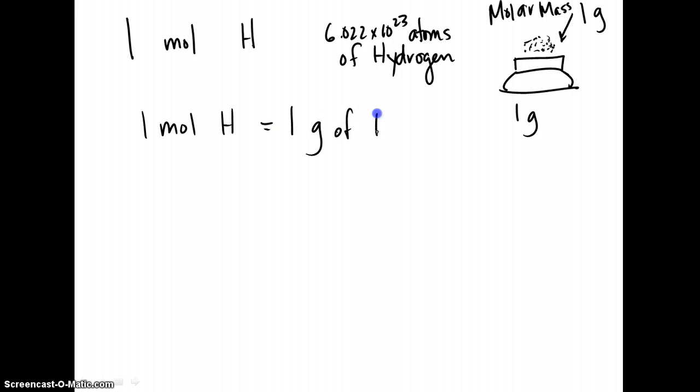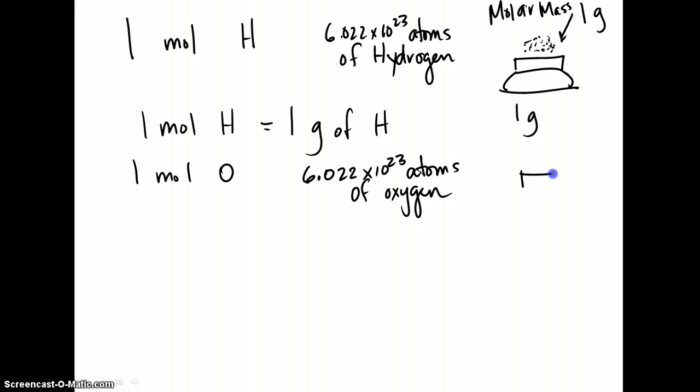So now let's try one more. Let's do 1 mole of oxygen. Remember, the mole is a quantity. That means I am telling you that I have 6.02 times 10 to the 23rd atoms of oxygen.